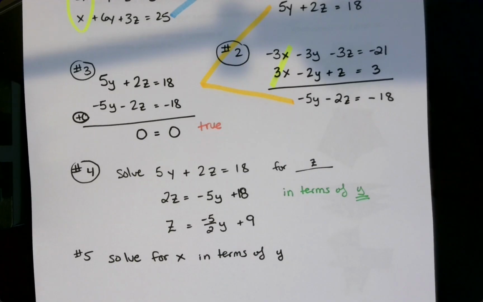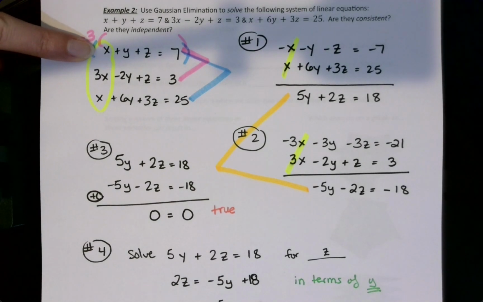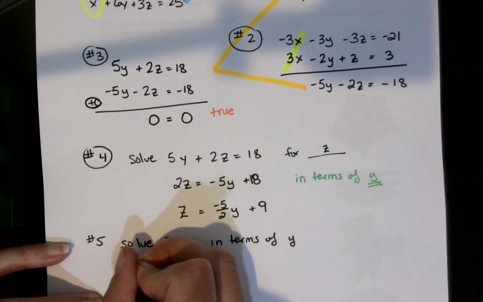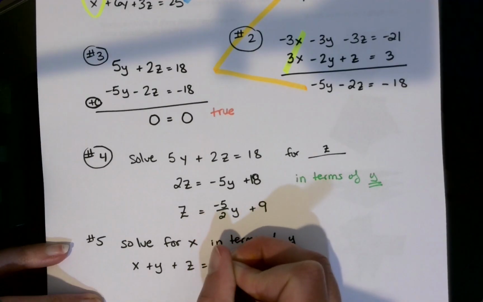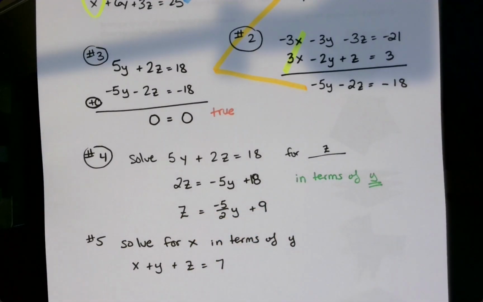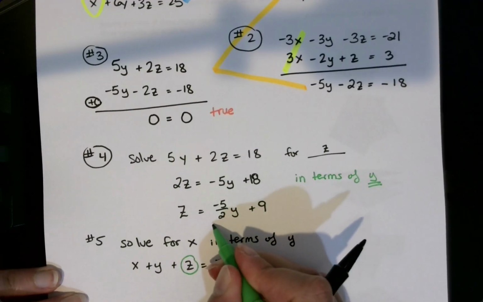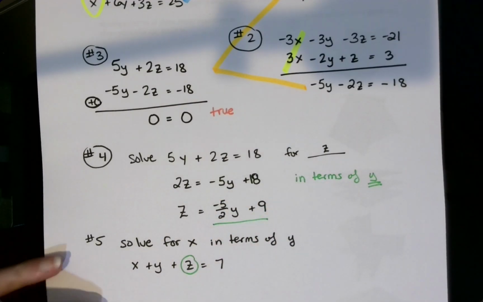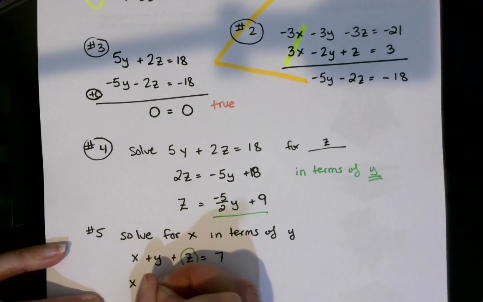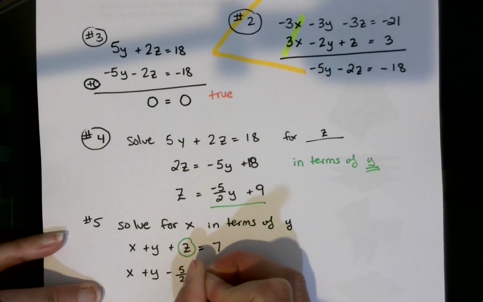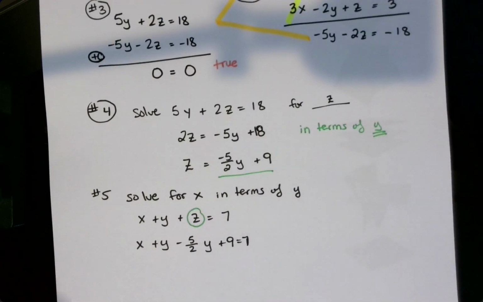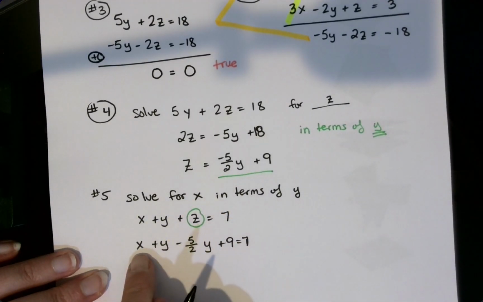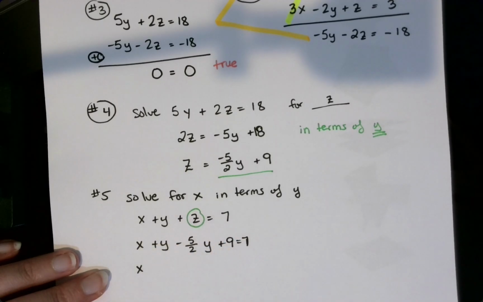So we're going to take one of our equations, the one that has the smallest coefficients, so it's going to be the top equation. We're going to solve for x in terms of y. The top equation was x plus y plus z equals 7. I do need to get rid of z, but I know what z is equal to, so we'll replace that right away. x plus y minus 5 halves y plus 9 equals 7.